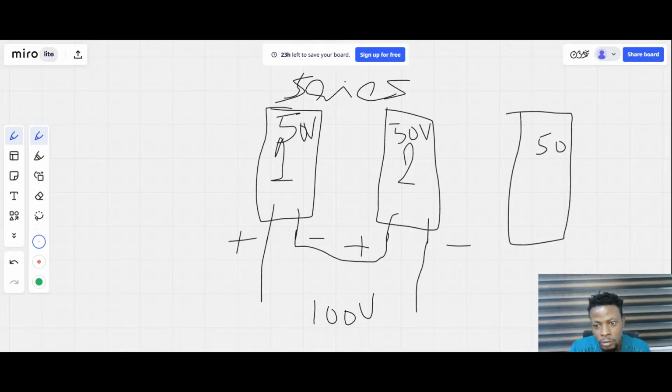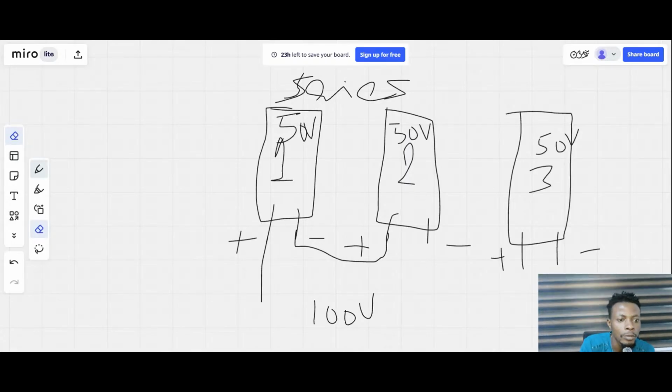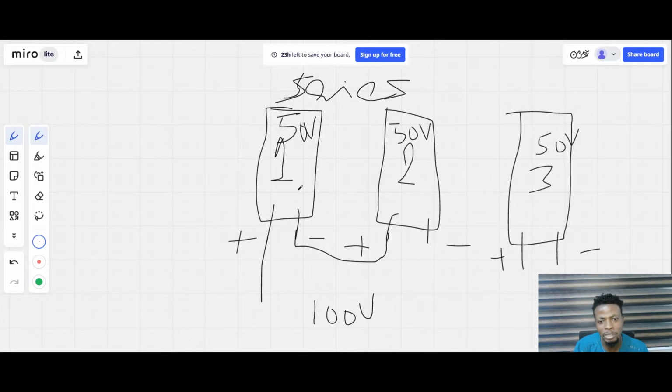Let's say I have another 50 volt panel. This is panel 3, with a positive terminal and a negative terminal. How will I connect it? Now I know that the output of these two panels connected together is the plus and the minus, such that if I measure from here to here, I'm going to get 100 volts. Since I have connected these two panels together in series, they have become a single panel with two terminal outputs.